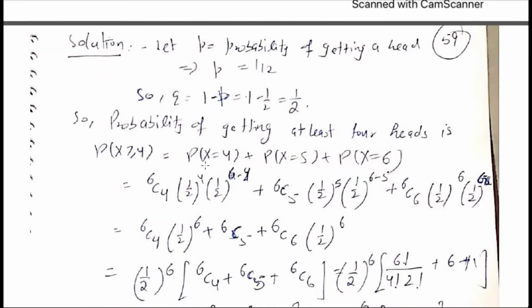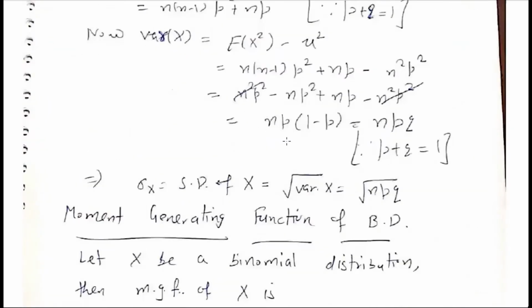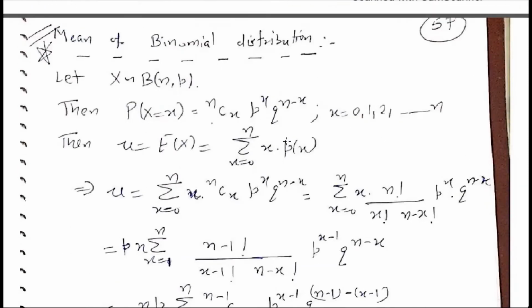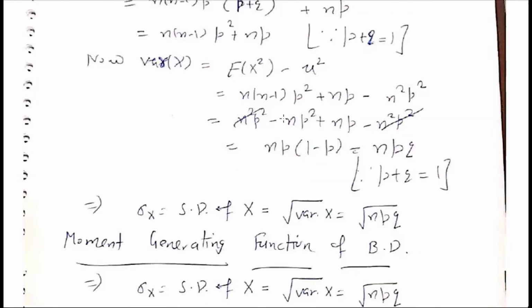We know that according to the binomial distribution, the probability of X equals x is nCx p raised to power x q raised to power n minus x, where x varies from 0 to n. So here our n value is 6, so x varies from 0 to 6, and our p and q values are equal to half.